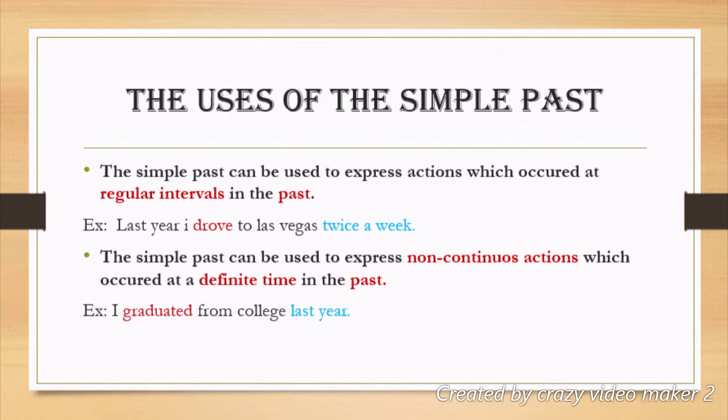2. The simple past can be used to express non-continuous actions which occurred at a definite time in the past. It means it happened and it's over now. For example, I graduated from college last year.